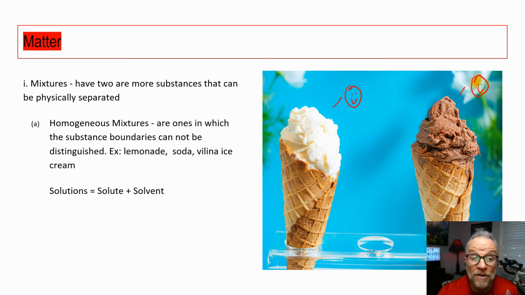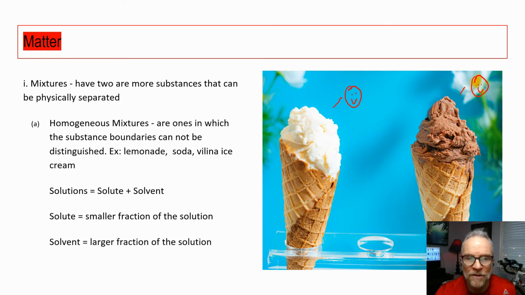Homogeneous mixtures are also called solutions, and in solutions you have two parts, a solute and a solvent. The solute is the smaller fraction, and the solvent is the larger fraction. Remember, we used Kool-Aid as our example in the previous slide. In Kool-Aid, the solutes would be the flavor package and maybe the sugar, and the water would be the solvent, the thing that's doing the dissolving.